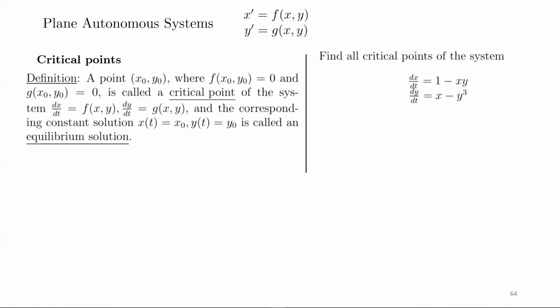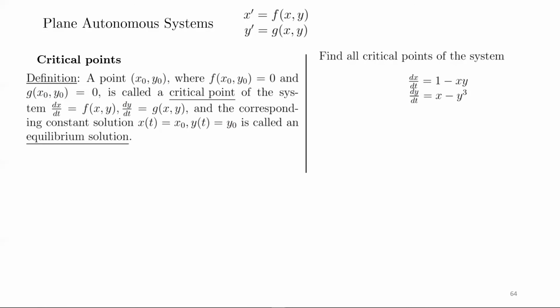As an example, let's have a look at a system of nonlinear autonomous ODEs here. Autonomous because there's no t dependence. The right-hand side depends only on x and y, which are the dependent variables. But again, this is a nonlinear system because I'm multiplying x by y, and of course I've got a y cubed, so that's obviously nonlinear. We want to find all of the critical points of the system.